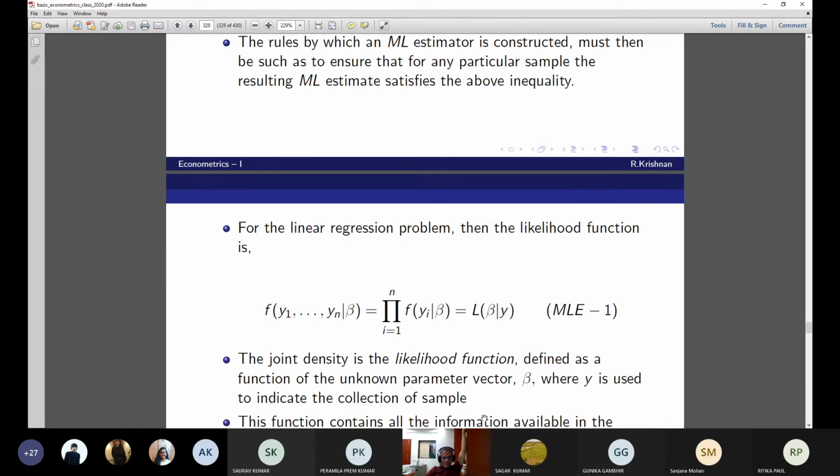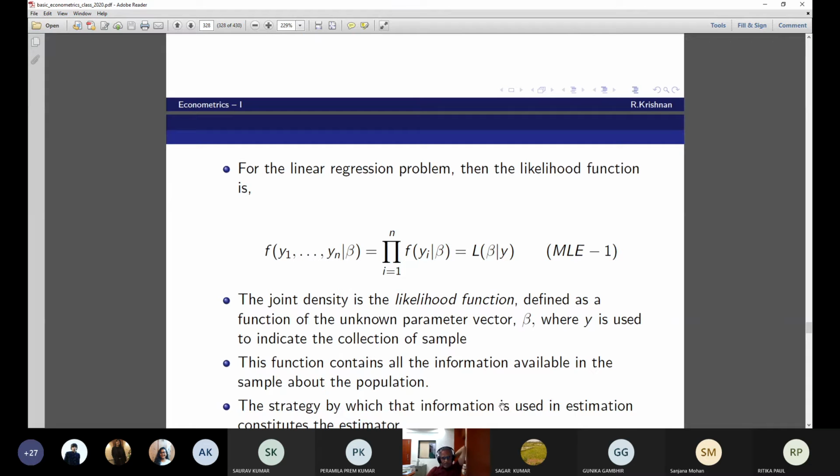The joint density is the likelihood function defined as a function of the unknown parameter vector beta, where y is used to indicate the collection of sample. y is the sample that I have. The function contains all the information available in the... yeah, anyone? Sir, I didn't get what is the difference between joint probability and the maximum likelihood.